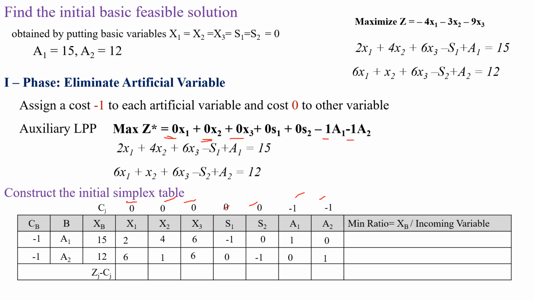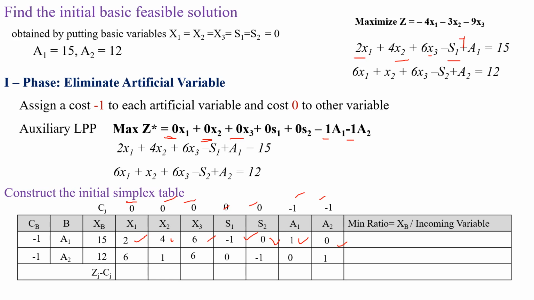For this, observe the constraints. First observe the first constraint. Here 2 is the coefficient of the x1 variable, so enter 2. Next the x2 coefficient is 4, the x3 coefficient is 6, and the S1 coefficient is -1. Here there is no S2, so its coefficient is 0, and the A1 coefficient is +1. Here there is no A2, so introduce 0.